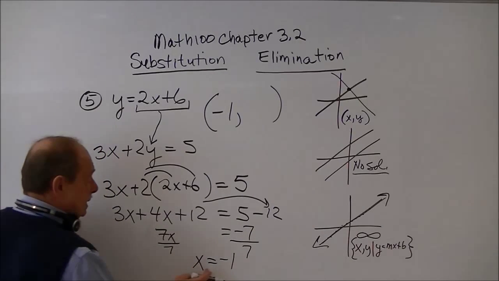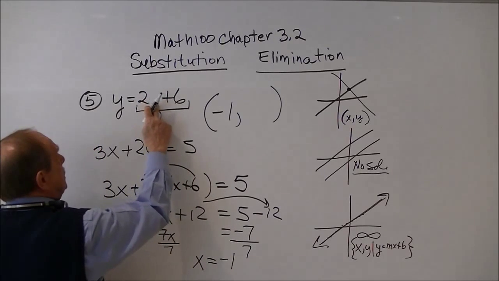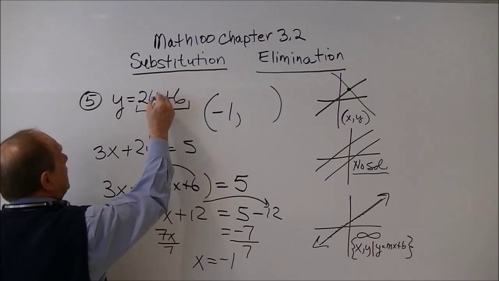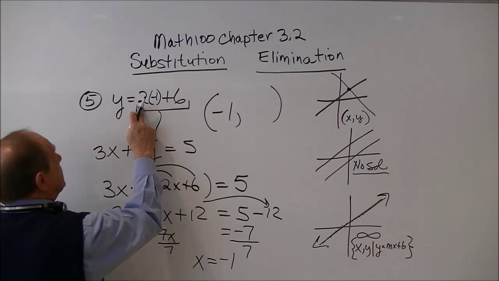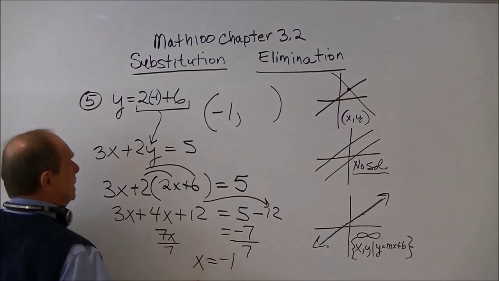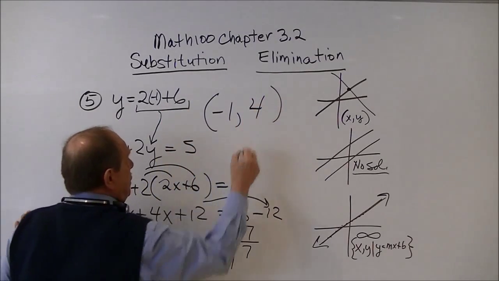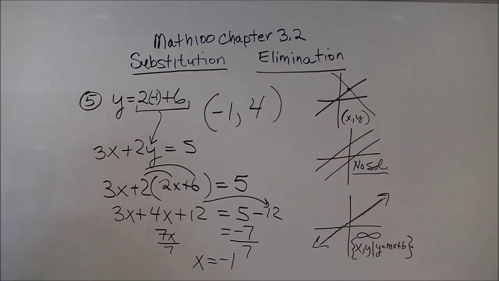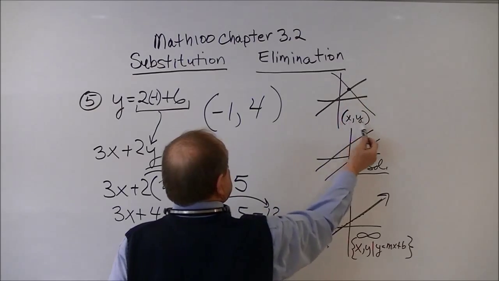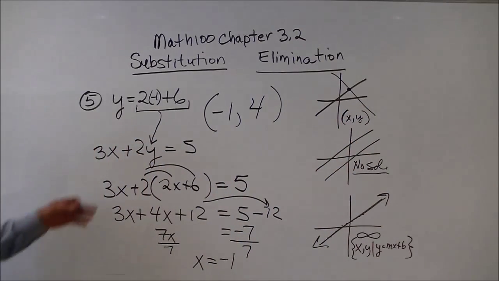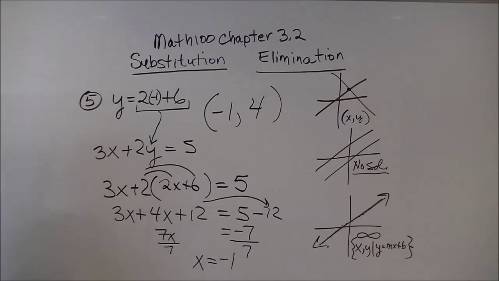I know that x equals a negative 1, so I go back into my, perhaps the other equation. You could use either one. Put my negative 1 where the x was. This is 2 times negative 1 is a negative 2, plus 6 gives me a 4. And that is my ordered pair. That's where these two equations would intersect at that particular point. And this would be a solution for either equation.